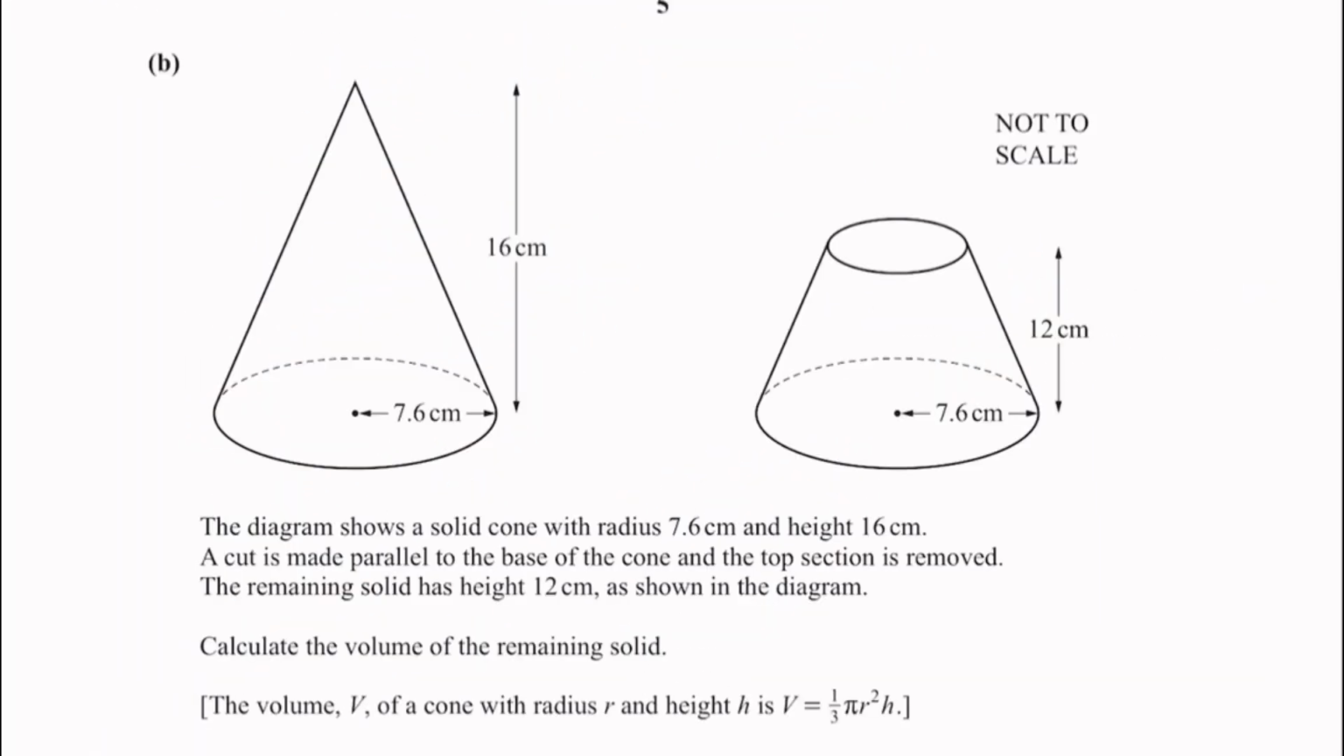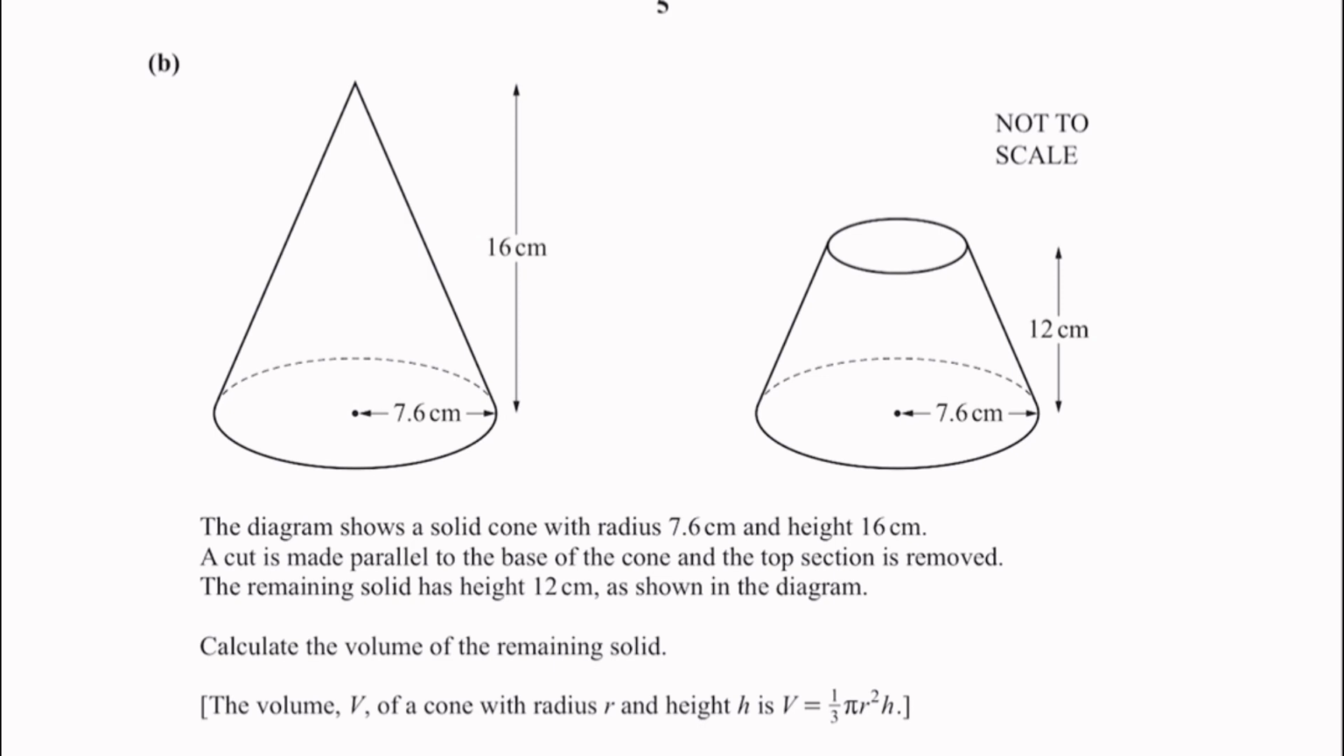The diagram shows a solid cone with radius 7.6 cm and height 16 cm. A cut is made parallel to the base of the cone and the top section is removed. The remaining solid has height 12 cm, as shown in the diagram. Calculate the volume of the remaining solid. The volume of a cone with radius r and height h is equal to 1 over 3 pi r squared h.